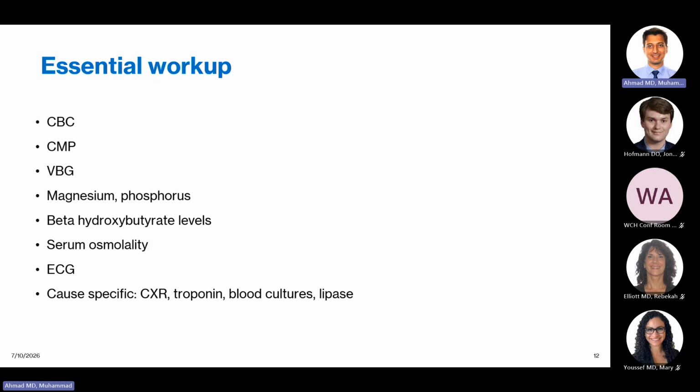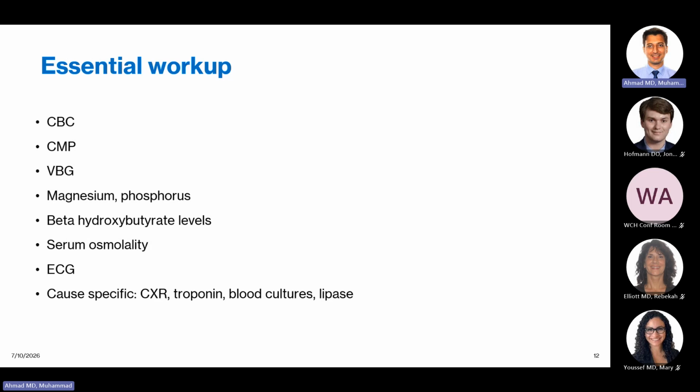And ECG. Sometimes these patients have significant electrolyte imbalances, and electrolyte shifts are on and off, so sometimes we have to do it. Okay. And others are mainly cause specific. Chest x-ray, if you feel like the patient can have pneumonia, which might be precipitating diabetic ketoacidosis, then you can do that. Just for upper respiratory symptoms, we don't need to do that, right?